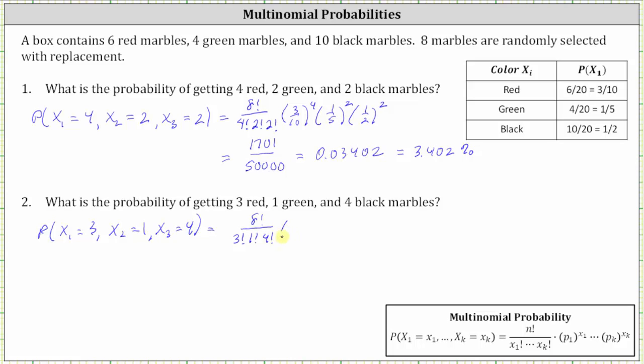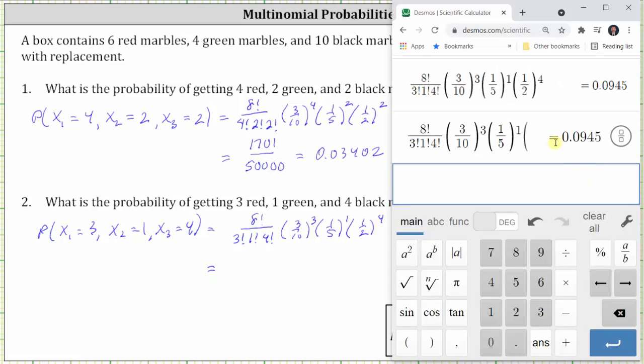And then we multiply by the probability of a red marble raised to the 3rd power, which is 3/10 to the 3rd, and then times the probability of a green marble raised to the first, which is 1/5 to the first, and then times the probability of selecting a black marble raised to the fourth, which is 1/2 raised to the fourth. And now we go back to the calculator.